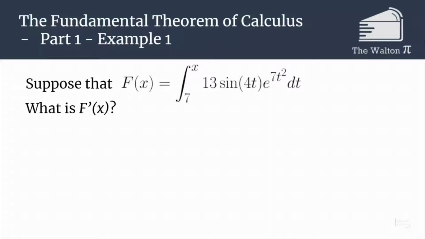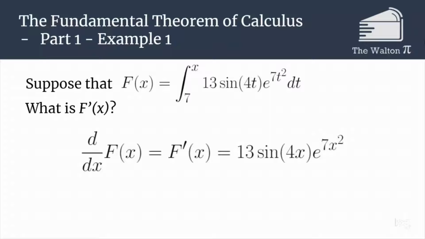If big F is equal to the integral from 7 to x of 13 sine of 4t e to the 7t squared dt, and we want to figure out what is f prime of x, meaning the derivative of big F, we don't want to have to integrate that and then take the derivative. First off, I don't know how we would even bother integrating that. That is a very complicated thing to try and integrate. But taking the derivative of this integral is actually very straightforward. We can just use the Fundamental Theorem of Calculus.